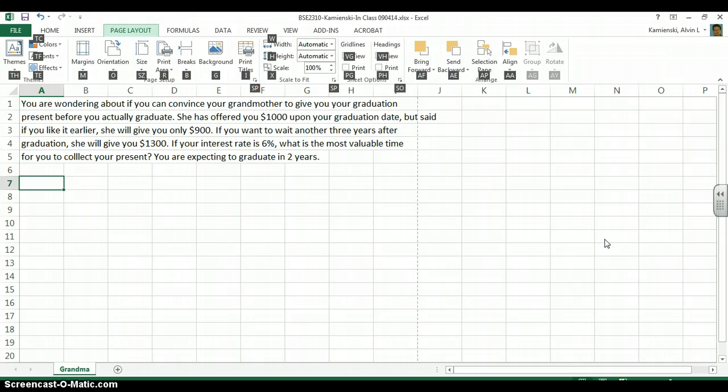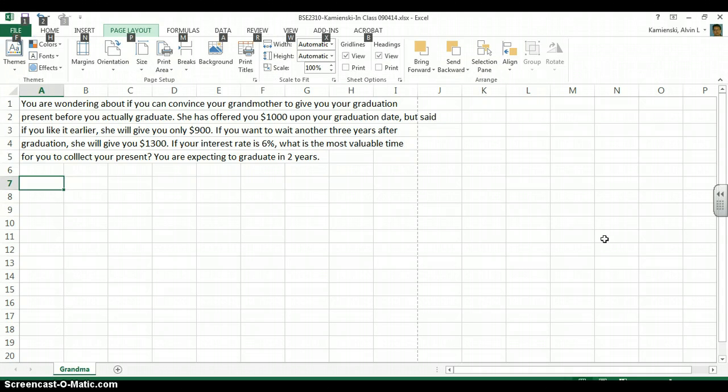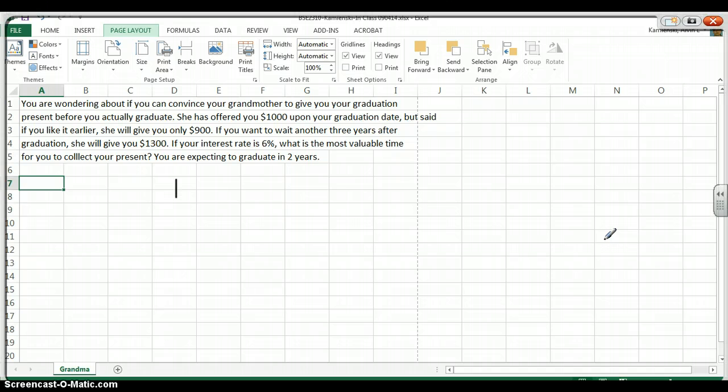I'm going to move to the board so hopefully my volume will still be caught. And let's think now about the three different opportunities that are presented to collect this payment. Actually, not payment. Shouldn't use that term, but it will be a future value. So in the first case, she's offered you $1,000 upon your graduation, which would mean you could get $1,000 in the 2 years from now that you plan to graduate at a rate of 6%.